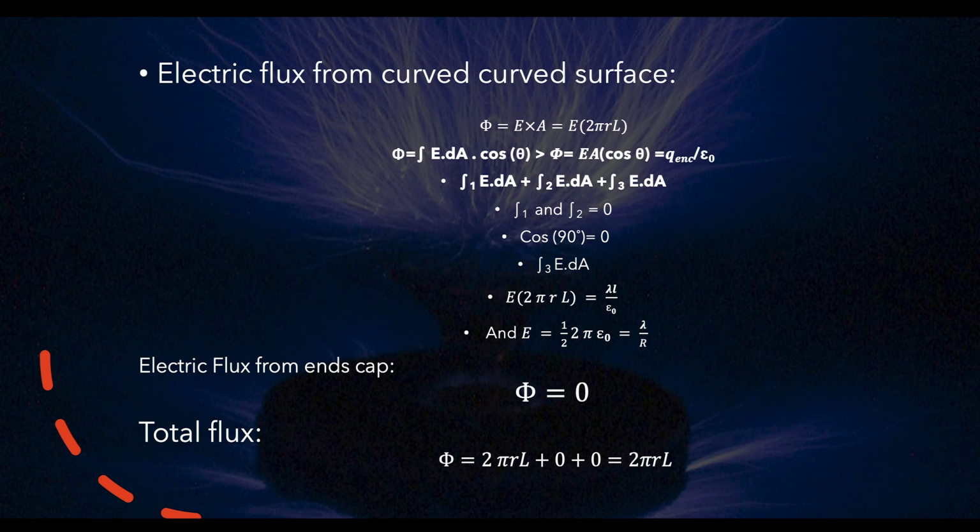Now looking at our third integral, E times dA can be written as E times 2 times pi times r times L, which is equal to the right side, which is Q enclosed divided by epsilon naught. Q enclosed can be written as lambda times L, and that L will cancel the L on the left hand side. Then we'll remain with E is equal to 1 over 2 times pi epsilon naught, times lambda divided by r.